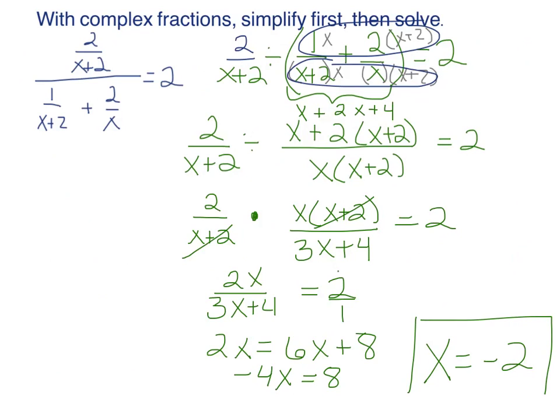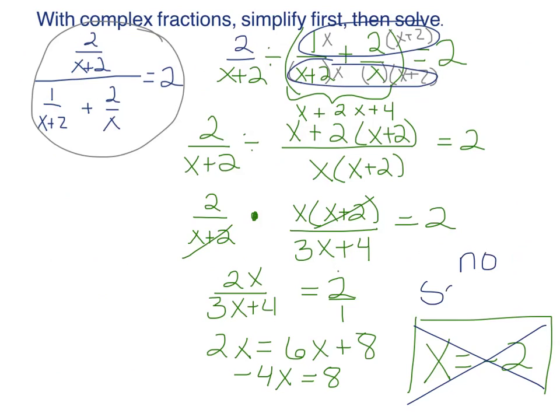Now, most of the time, that's fine and you're done, but you must always look back at the original problem. And if I put a negative 2 right here, negative 2 plus 2 is 0. That makes you divide by 0 here. It also makes you divide by 0 here. So at any point, if you have to divide by 0, you can't. And you can just cancel that one out. It's gone. And this one is also no solution.